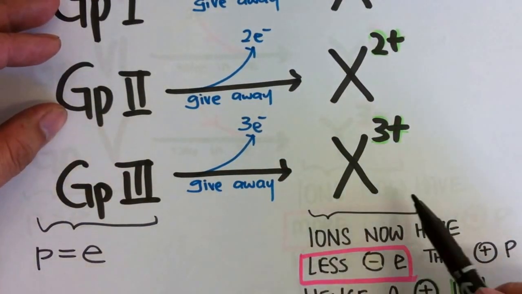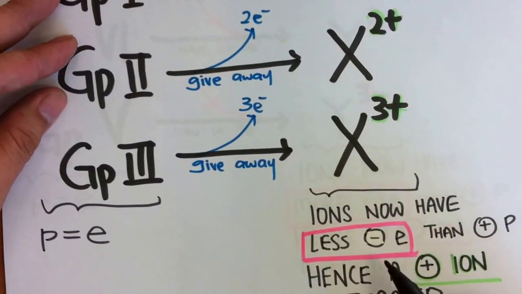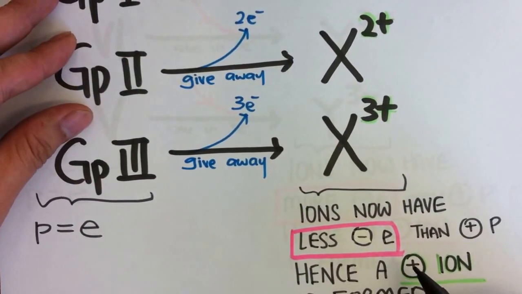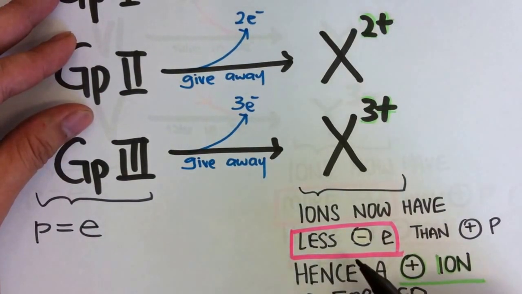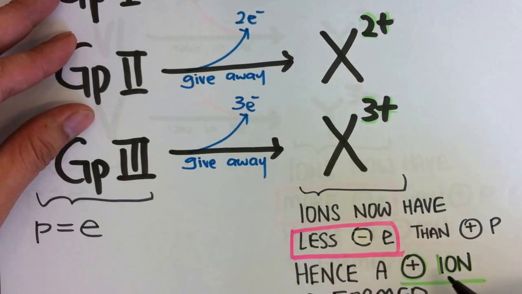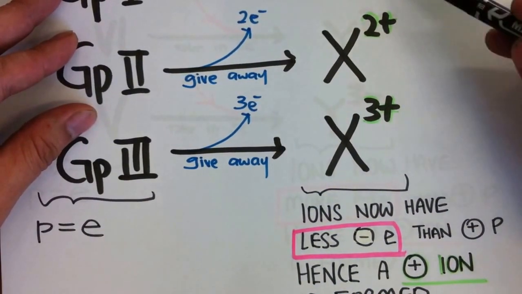Now, if you are an atom, your protons and electrons are the same. But when you have formed an ion, because you have given away electrons, you have less negative electrons and more positive protons. The proton number doesn't change. So you have less negative and you have a positive ion forming.